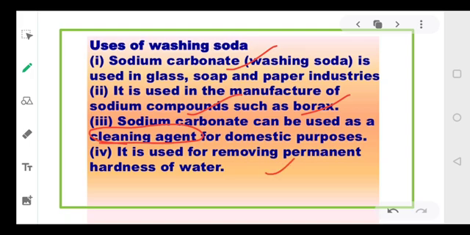It is also used to remove the permanent hardness of water. This is one of the most important uses. From the board's point of view, this fourth point is very important: name the salt which is added to water to remove its hardness. Now do you know what hard water is? Any idea? Hard water means the water which contains calcium and magnesium salts. Okay, dear students?